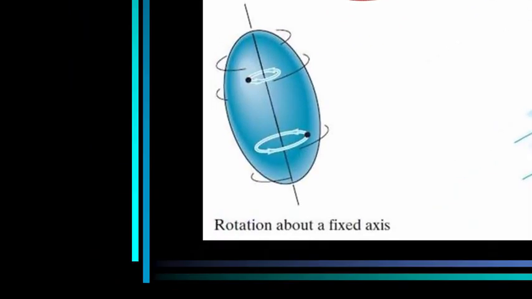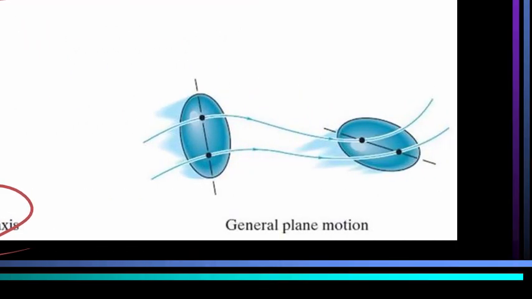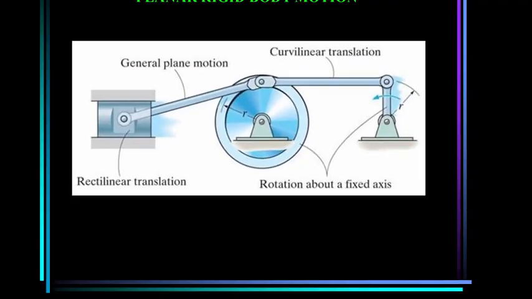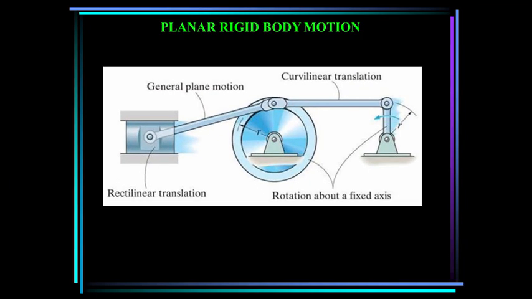The third type is rotation about a fixed axis. Here you can see this rigid body is rotating about a fixed axis. And the last type is general planar motion, where the body both translates and rotates. So let's look at some examples of those four types.